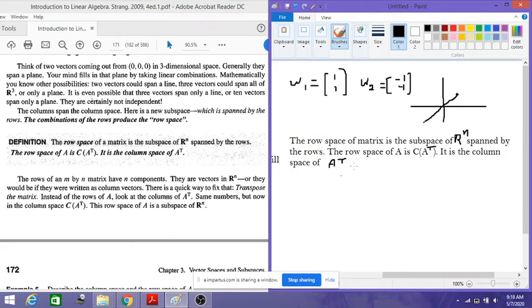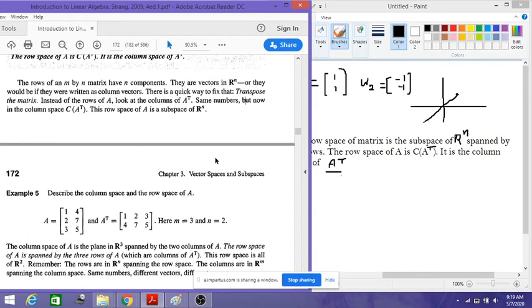So let us look into the definition once again. The row space of a matrix is the subspace of R power n. When we talk about the row space, it depends on the number of columns, so the dimension is R power n, spanned by rows. Now we will not see them in terms of rows, we will bring them to column form by performing the transpose of the matrix. So it has come to the column space, but it is not just A, it is A transpose. That is what it means.